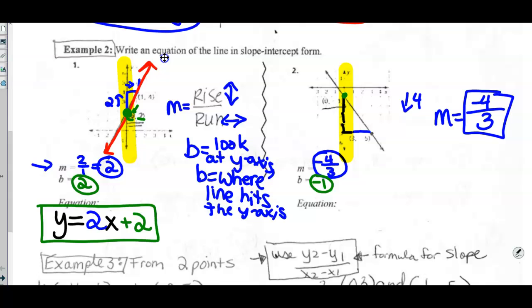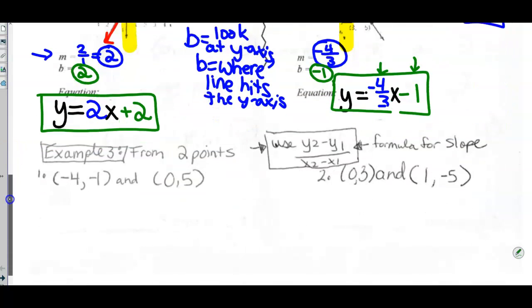Again, my equation is always y equals, and then my m, negative 4/3, and then I put the x next to the slope always, and then my other piece is my b. Since it's a negative 1, we put minus 1. So I have y equals mx plus b, and I just filled in my m, and I filled in my b. And I just wrote an equation from a graph.